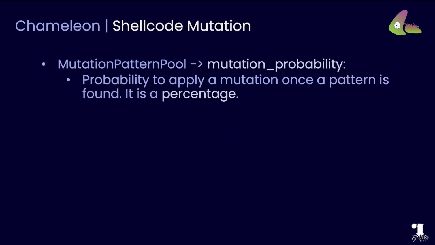Then we have the mutation probability. This is the probability to apply a mutation once a pattern is found, and in this case it's a percentage. So we only want 80% of these actions to be mutated. Once a pattern is found, we apply the probability, and based on it we decide if we apply the mutation or we don't.